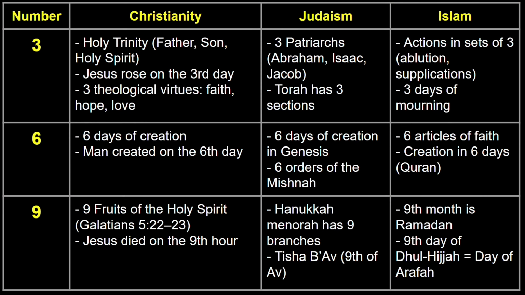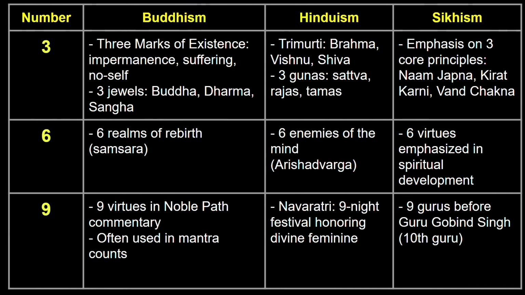Here's a chart of how the numbers 3, 6, and 9 are significant in the religions of Christianity, Judaism, and Islam. The second chart also shows how the numbers 3, 6, and 9 are significant in Buddhism, Hinduism, and Sikhism.